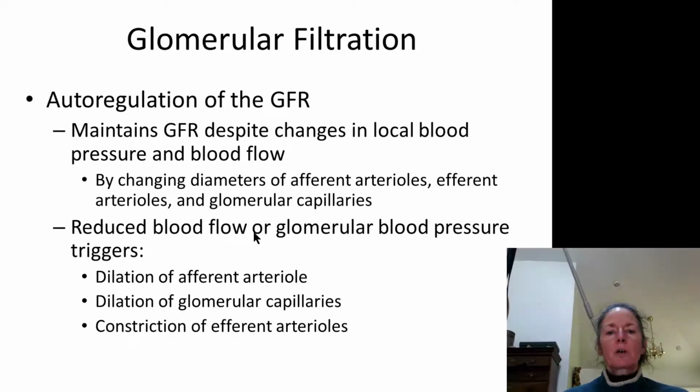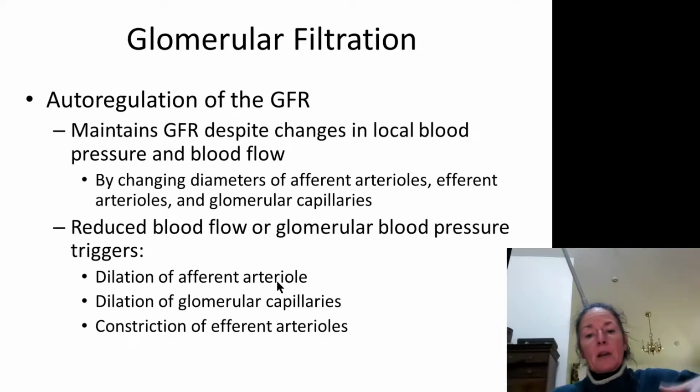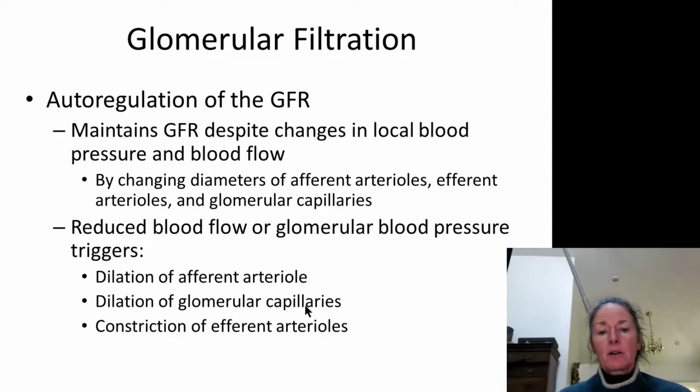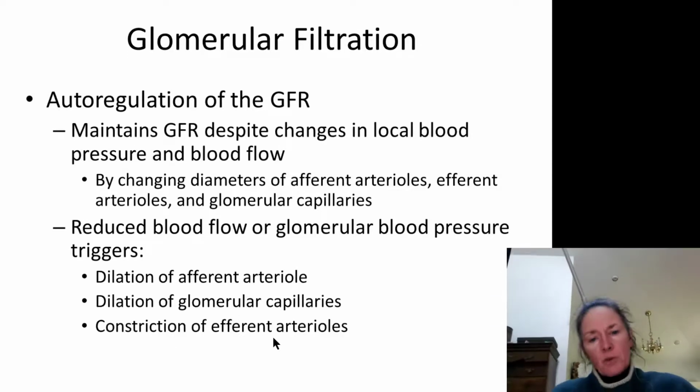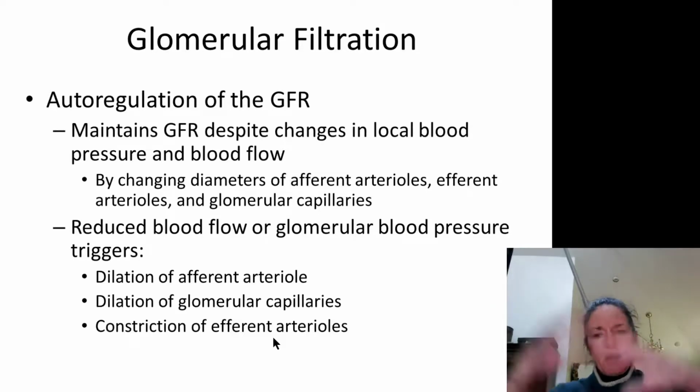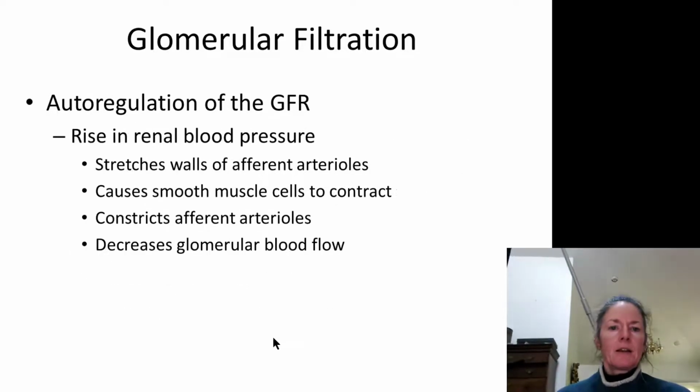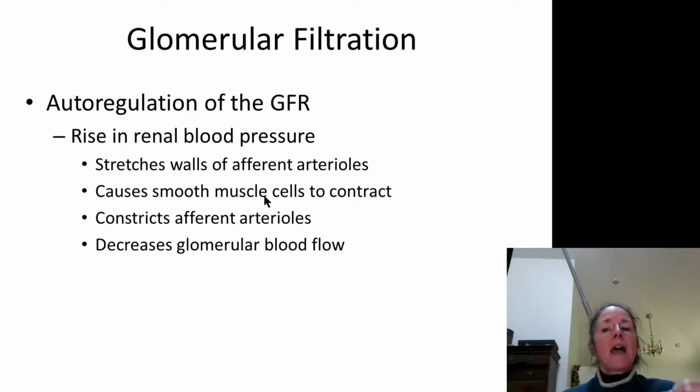So if we have reduced blood flow, or glomerular blood flow, we will dilate the afferent arteriole because we want to bring more blood in. We want to raise the pressure. We can dilate the glomerular capillaries and constrict the efferent arterioles. So we can force more blood into the glomerulus and then have more filtration. The other thing we could do is if we have a rise in blood pressure, so this is going to stretch the walls of the afferent arterioles, then this is going to cause the smooth muscles within those afferent arterioles to constrict. And so that's going to narrow the diameter of the afferent arterioles. That's going to decrease the glomerular blood flow.